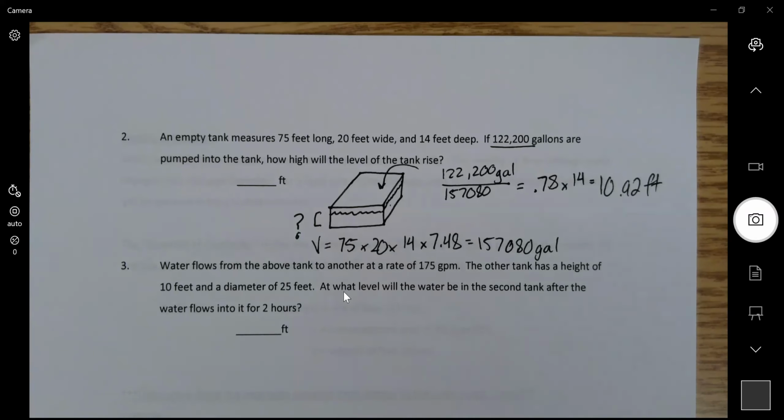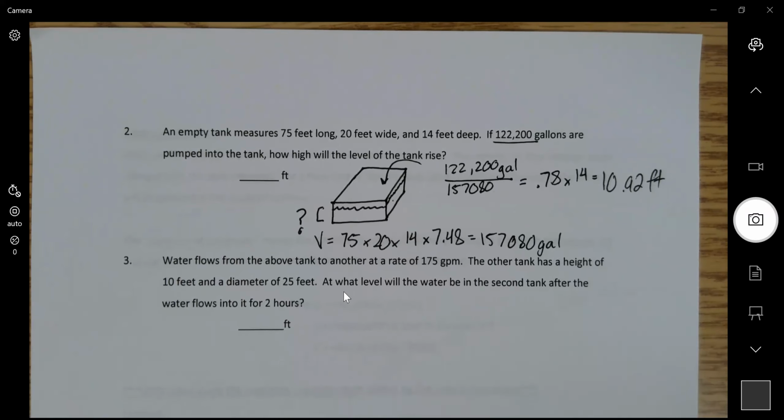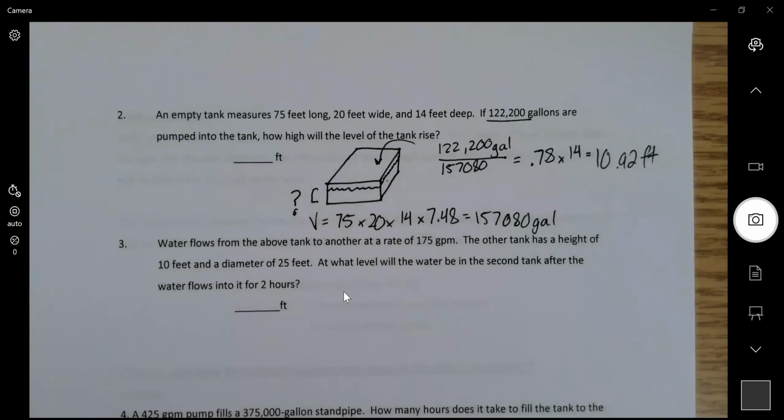All right. Water flows from the above tank to another at a rate of 175 gallons per minute. The other tank has a height of 10 feet and a diameter of 25 feet. At what level will the water be in the second tank after the water flows into it for 2 hours? Well, do I even know what the total gallons of water is that I'm putting into this thing? No, I don't, but I can solve for it.